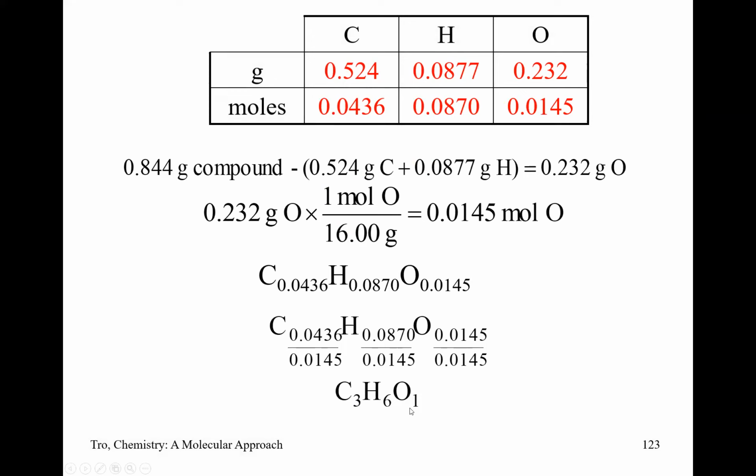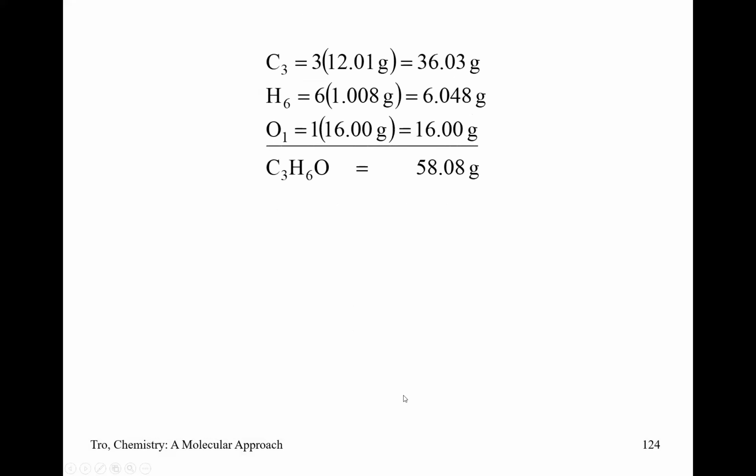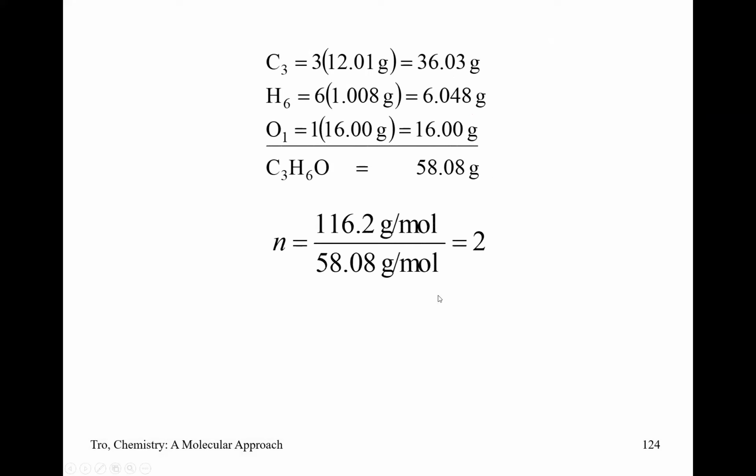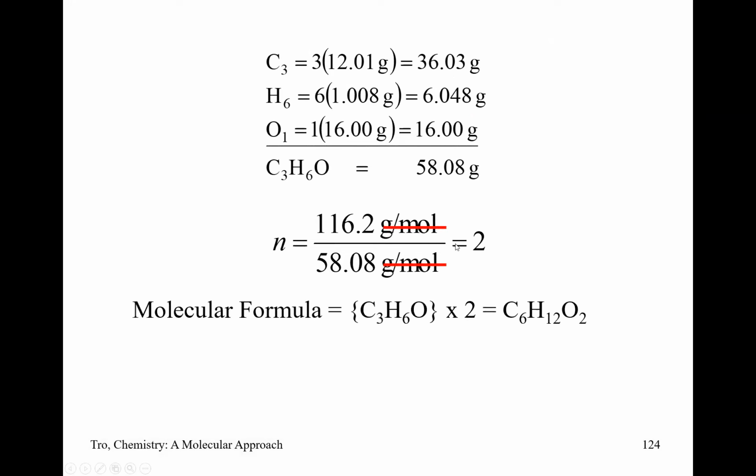So now the only difference is the empirical formula versus the molecular formula. Add up those masses, we get to 58. They told us it was 116, right? Ballpark, that's about 2. So we would need to multiply the empirical by 2 to get to the molecular.